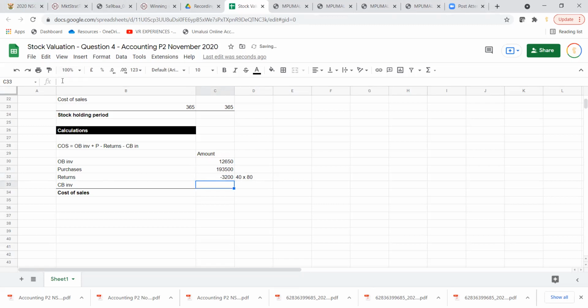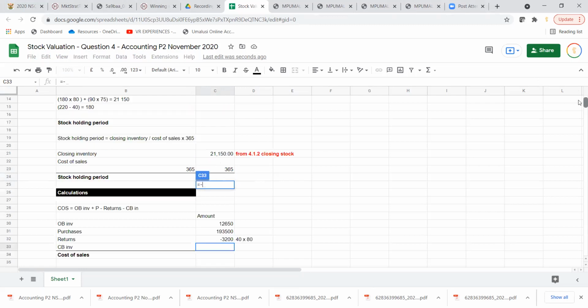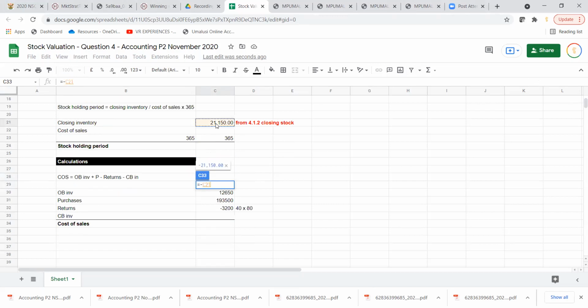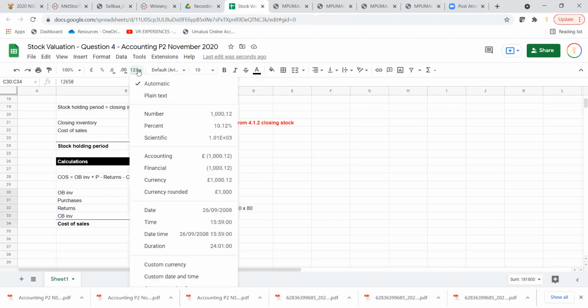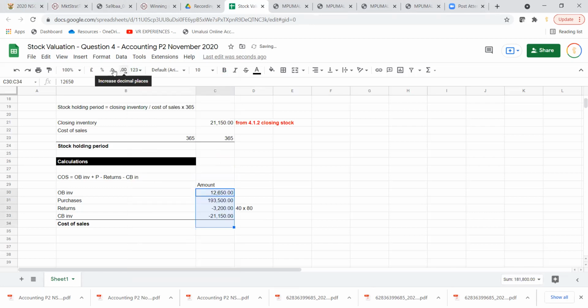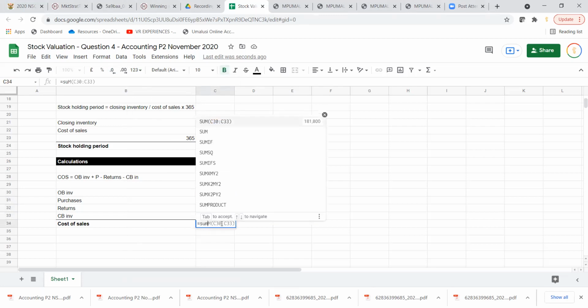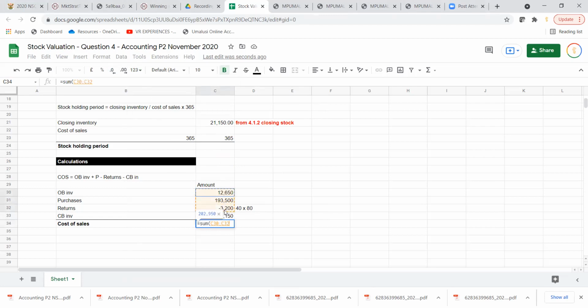And then for closing inventory, we calculated the closing inventory already. We already calculated it from 4.1.2. So we can do that. It must be a minus as well. So now we can add up. Cost of sales is opening balance plus purchases minus returns minus closing balance. So I'm just going to add up all of this. Cost of sales is equal to 181,800.